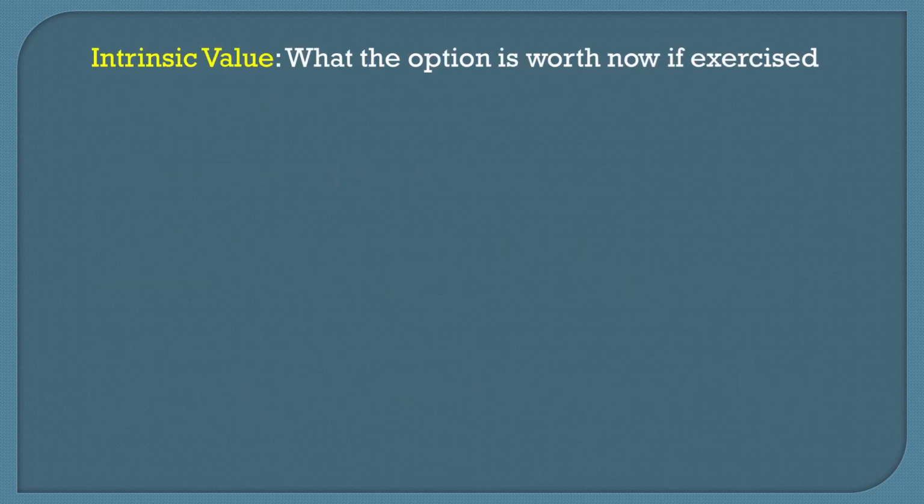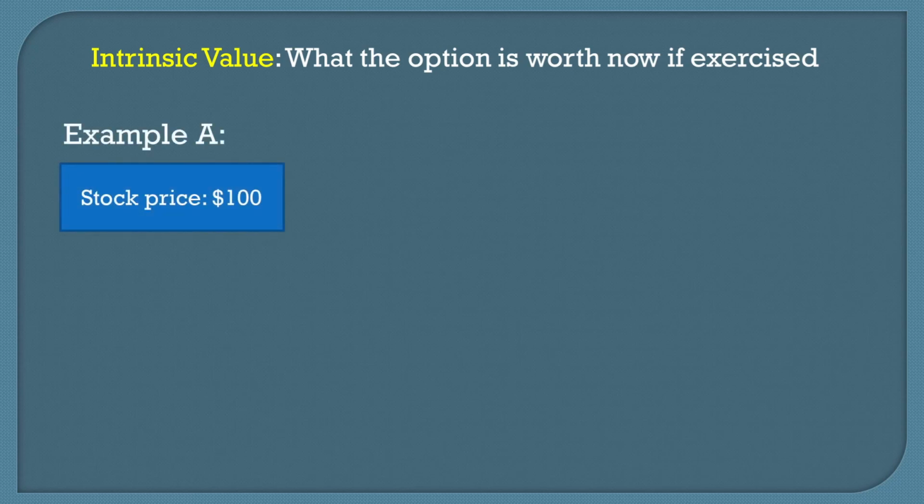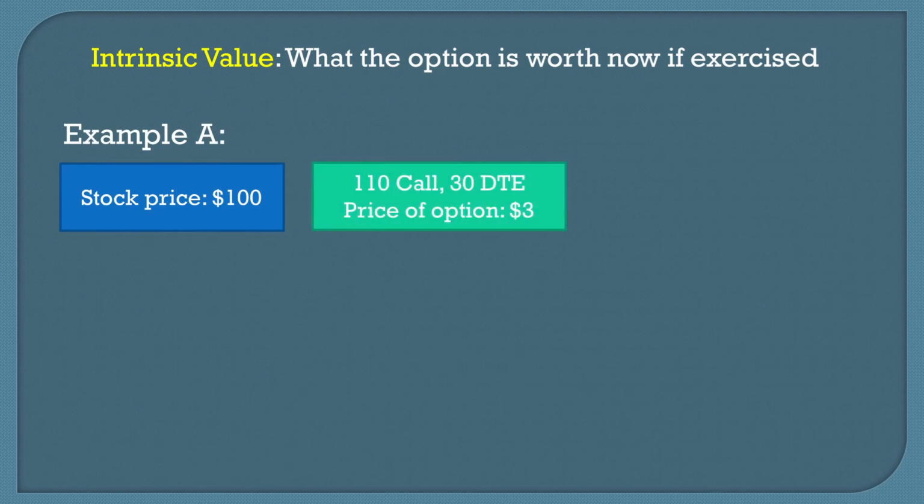Okay, so intrinsic value is what the option is worth right now if you exercise it. Let's take a look at an example. In example A, we have a stock with a current price of $100. You bought a call option on this stock, and it is a 110 call option with 30 days to expiration, and you bought this option for $3. For the $3 that you paid, how much of it is for intrinsic and how much of it is for extrinsic value?